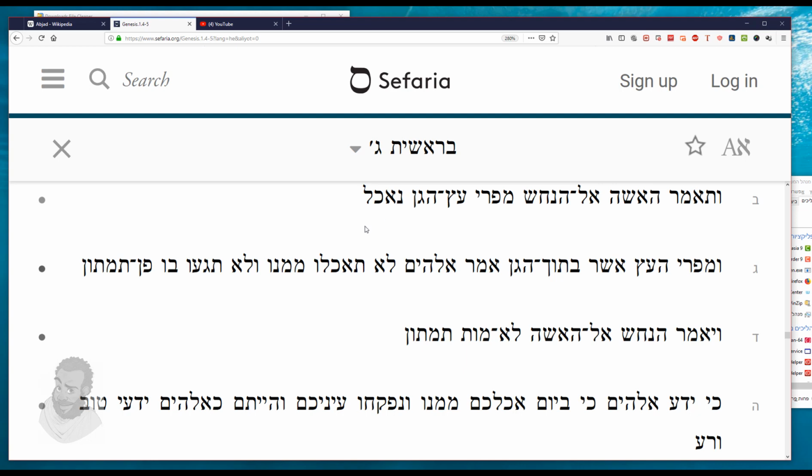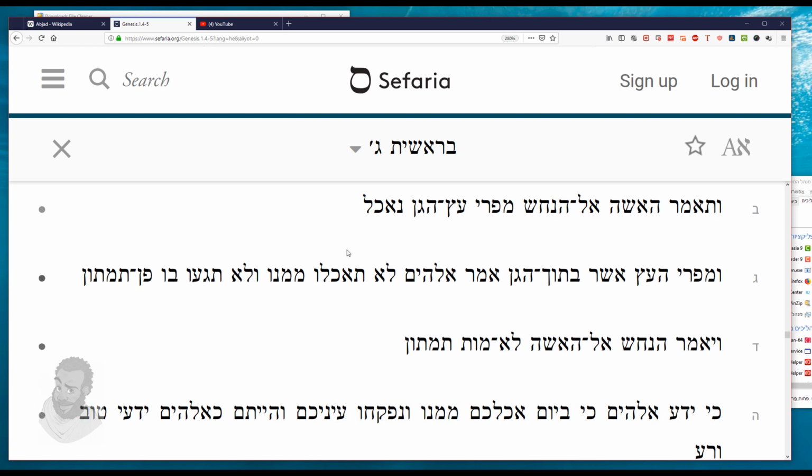Can be eaten, or is eaten. Okay, this is a passive verb, and translating this into English is getting more and more difficult. So she states, the woman states to the snake that from the tree, from the fruit of the tree of the garden can be eaten, right?